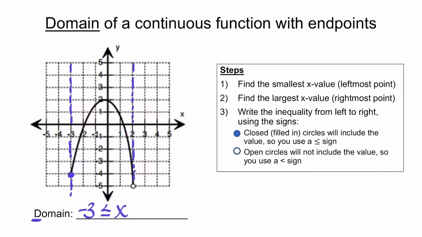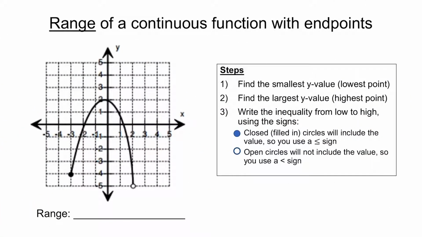Now my next endpoint is at 2. So I'm going to write 2, but then notice at 2 I have an open circle. So when I have an open circle, I'm going to use a less than sign. So my domain is -3, less than or equal to x, less than 2. And you can see that's where I have all of my x values on this graph.